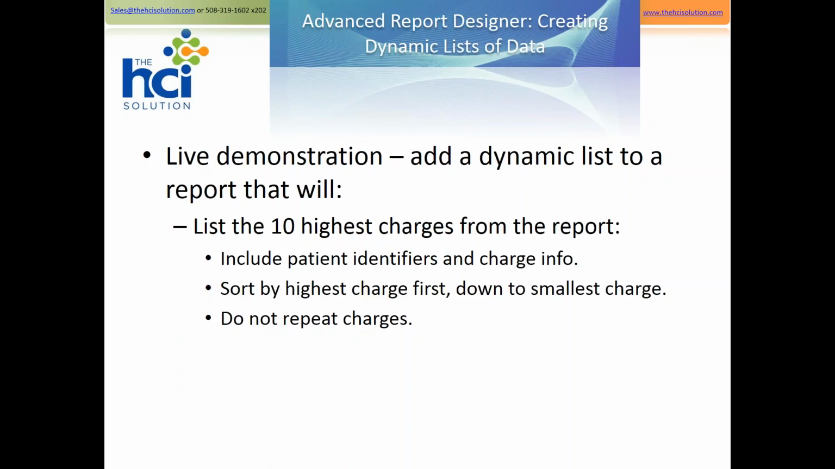This list should include patient identifiers and charge info, and it should be sorted by the highest charge first down to the smallest charge. And we don't want to repeat specific charge procedures in this list. So basically a top 10 list of the highest charges that were printed on the report. This is an example of some pretty powerful stuff that you could do with Report Designer: some data analysis and some of the more complex data gathering and presenting that you can do with Report Designer.